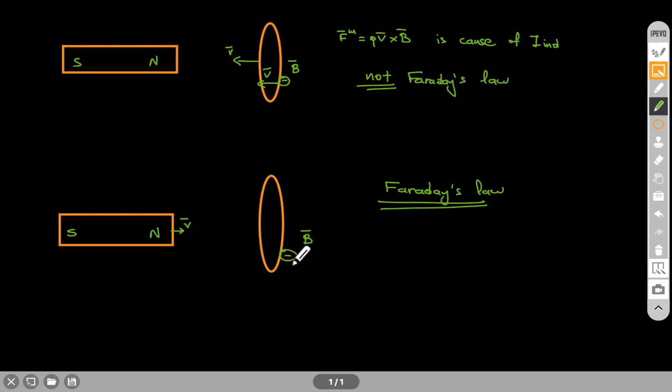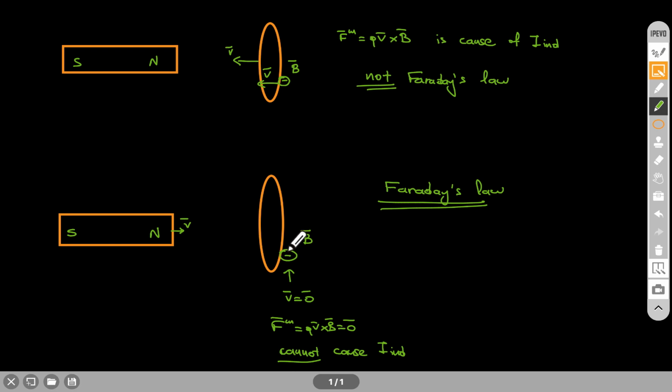Now, this mobile charge though is not going anywhere because I'm not pulling the loop. The velocity of this mobile electron is 0. If the charge is not moving, of course we know magnetic forces depend on that velocity. If your velocity is 0, this means that the entire magnetic force is 0. Magnetic forces cannot cause the induced current. Okay, they cannot.